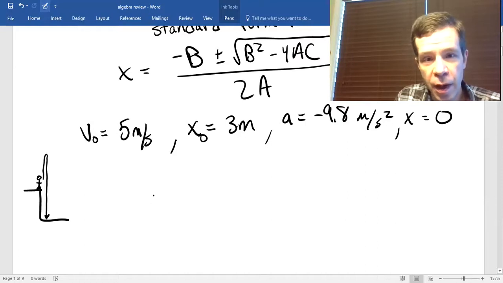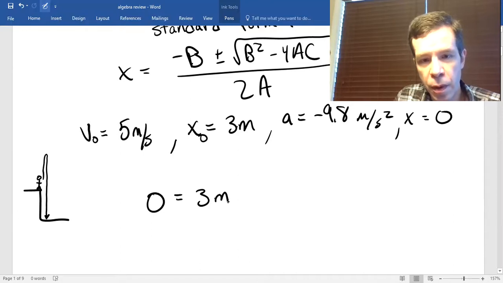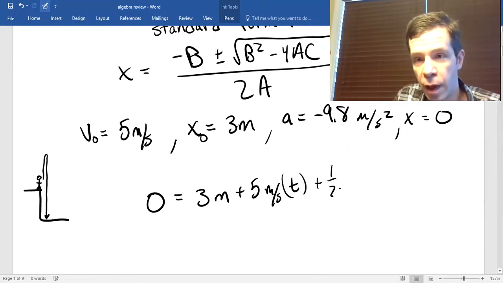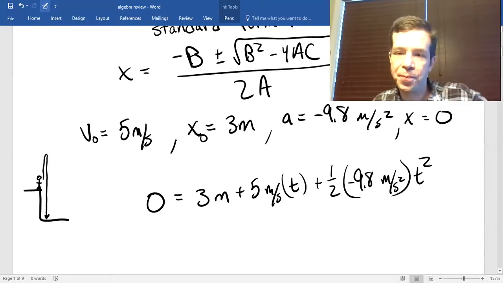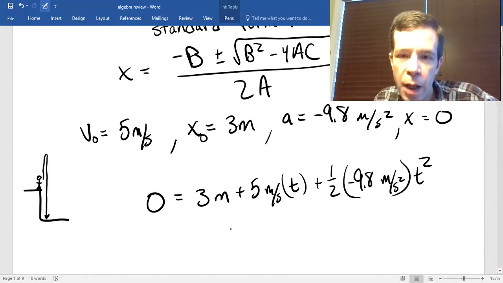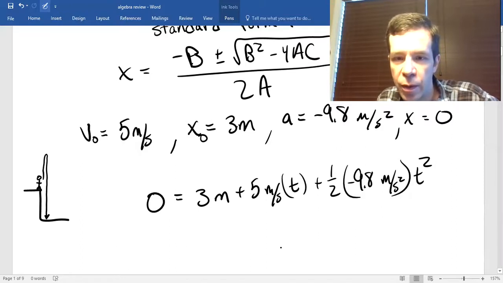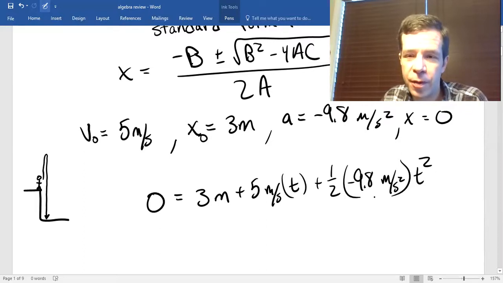So if I look at this, I've got 0 equal to 3 meters plus 5 meters per second times time plus 1/2 minus 9.8 meters per second squared times time squared. All right, so it's interesting at this point to look at the units. We've got meters, meters per second times seconds, which gives us meters, and meters per second squared times seconds squared, which gives us meters. So our units work out, which is always important in physics.